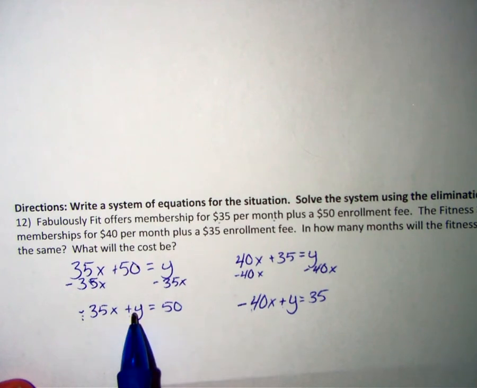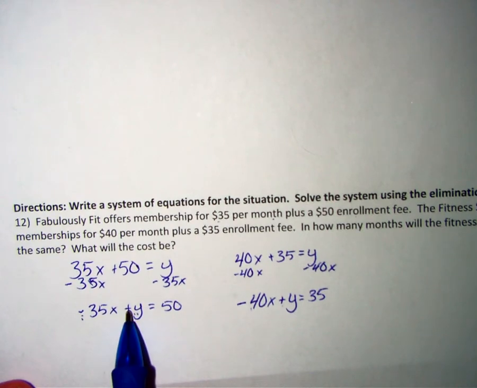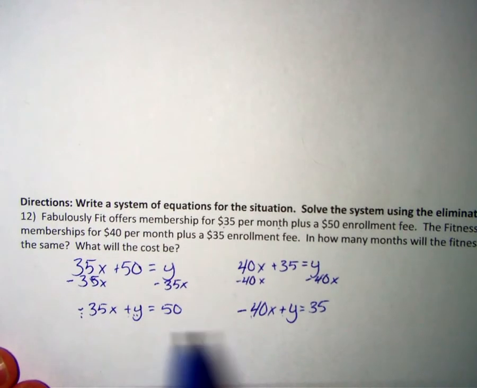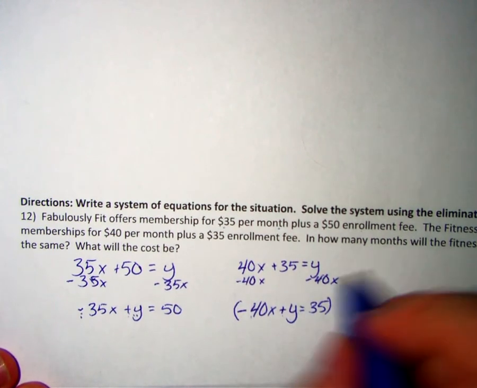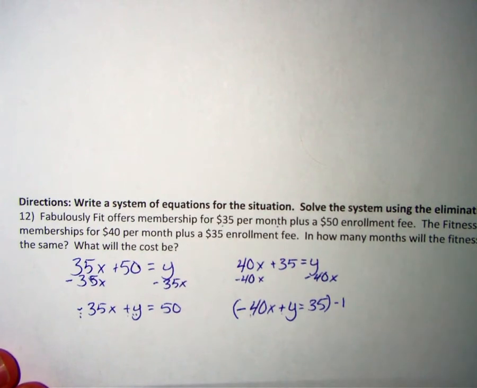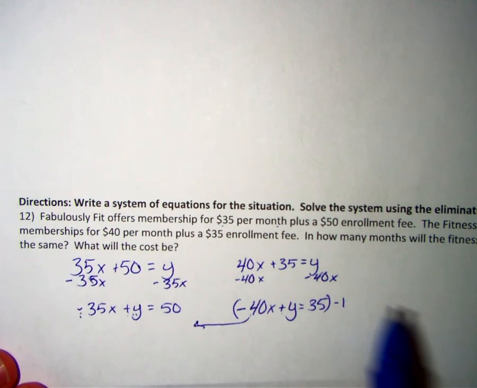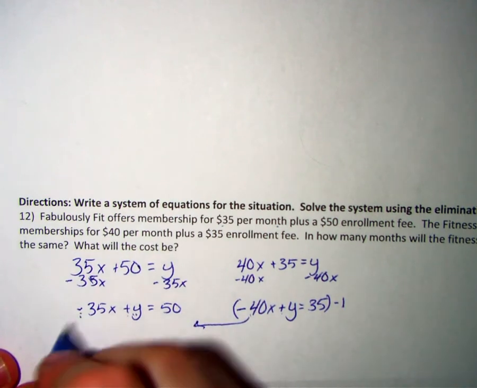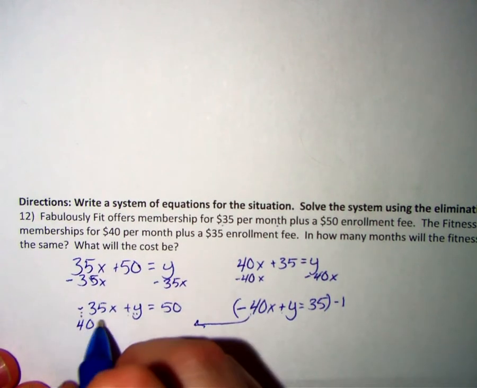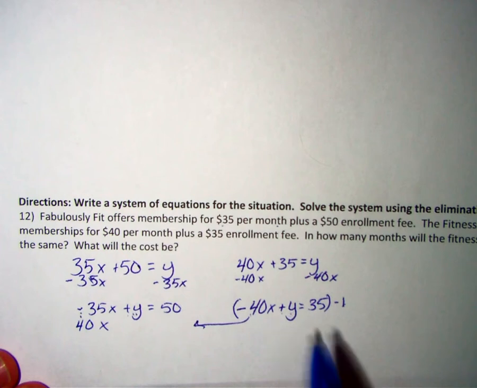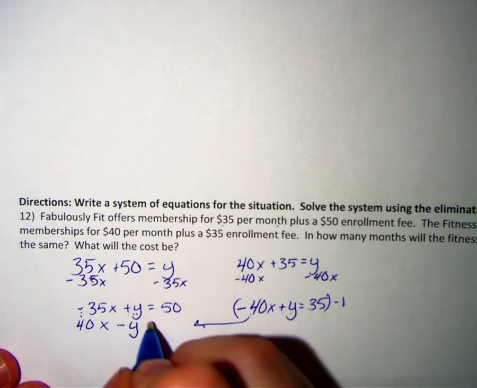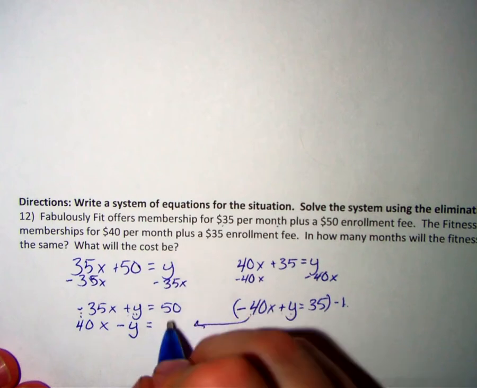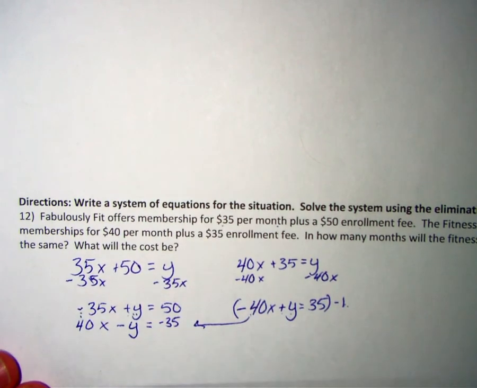I need a y value, which is y with a coefficient of 1, and I need its opposite, which would be a y with a coefficient of negative 1. And so we're going to accomplish that by multiplying one of these equations by negative 1. And you're going to notice I'm going to take my work and go ahead and transfer it over here while I do it. Negative 1 times negative 40x is 40x. Negative 1 times y is negative y. Negative 1 times 35 is negative 35.